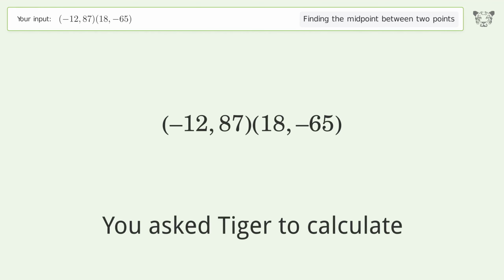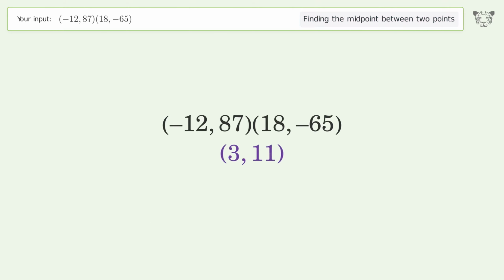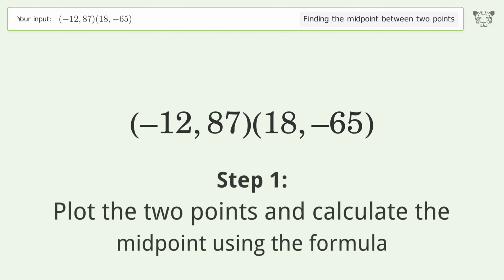You ask Tiger to calculate. This deals with finding the midpoint between 2 points. The midpoint between the 2 points is 3,11. Let's solve it step by step. Plot the 2 points and calculate the midpoint using the formula.